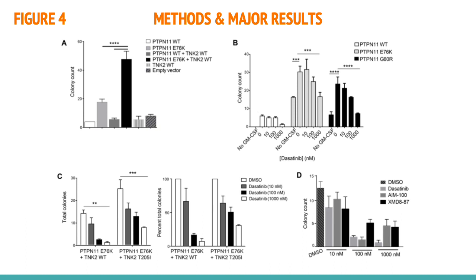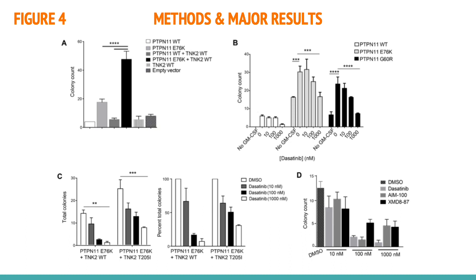So you can see that when there's no GM-CSF, obviously there's less colonies. But when you start introducing the drug, the therapy, dasatinib, the higher the concentration, the less colonies are able to form. And you see that go down with the gradient. For the third test, they found that TNK2 mutant increased GM-CSF colony formation more than the wild-type TNK2 when co-expressed with the mutant PTPN11. And this is also seen in figure 4C.